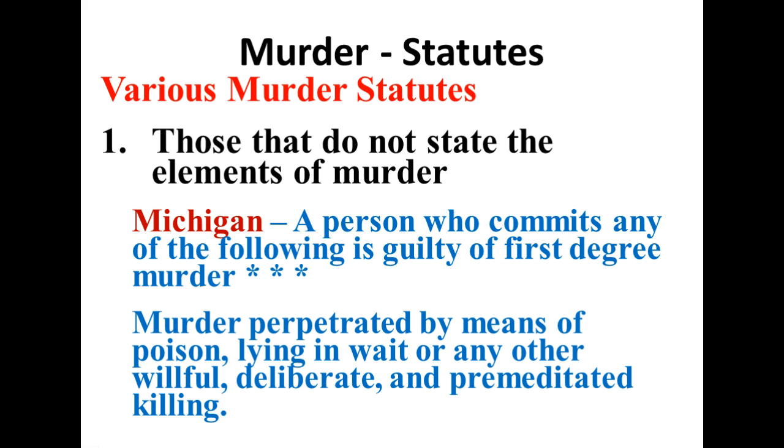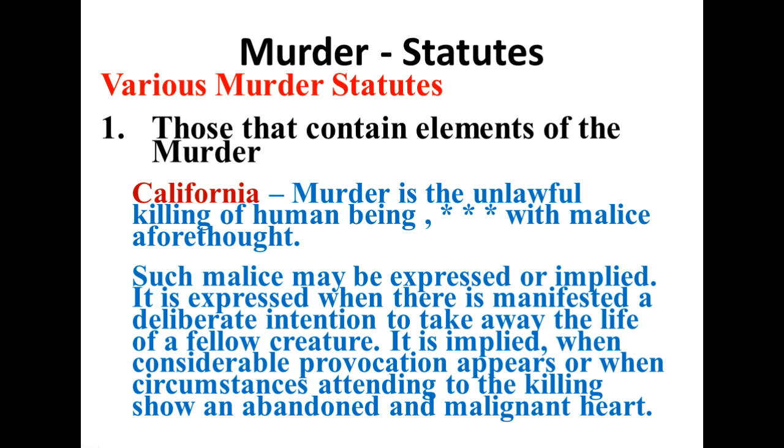In contrast to that, you have before you the beginning of a California murder statute. This statute does contain within it the elements of murder, and it states, murder is the unlawful killing of a human being with malice aforethought. And it goes on in the next paragraph to define what malice aforethought is. So this is an example of a statute that lays out the elements of murder.